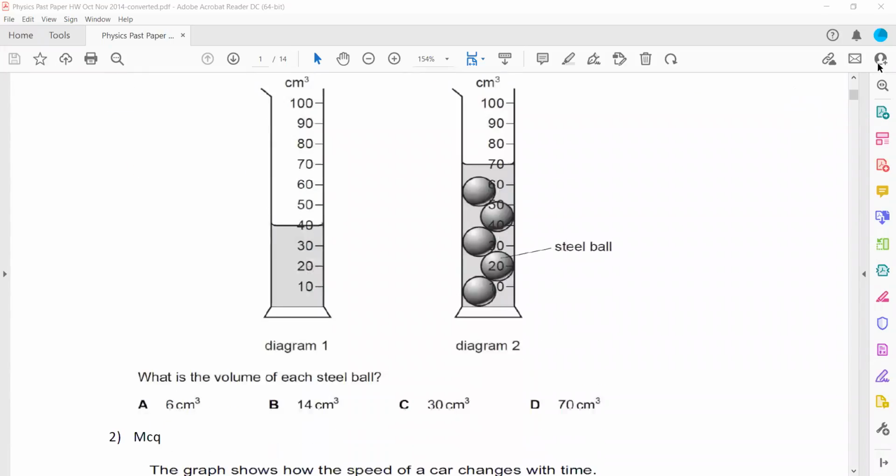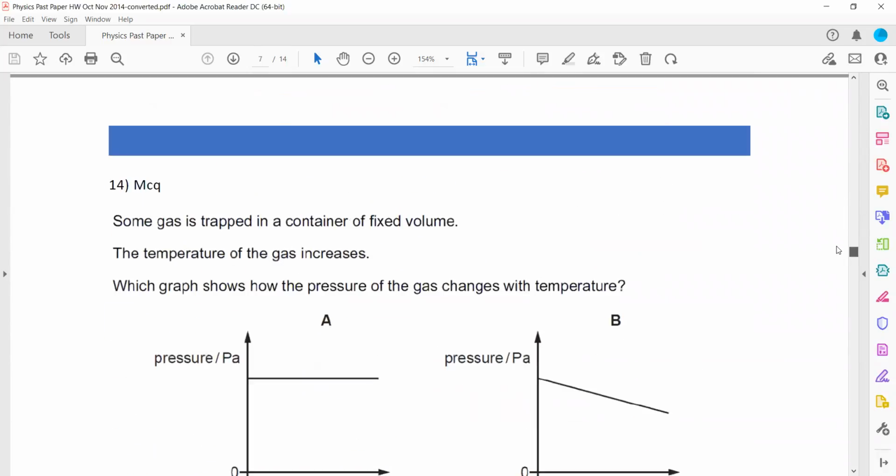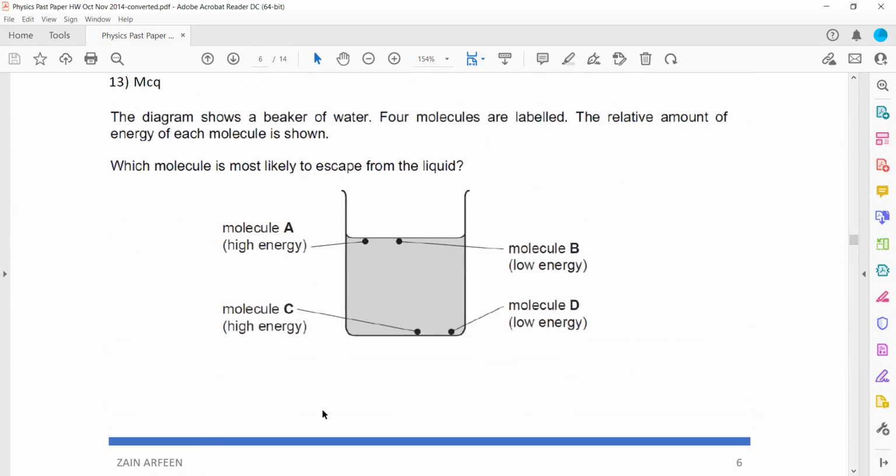So question 13 now, related to this November 2014. The diagram shows four beakers. Four molecules are labeled with the relative amount of energy in each molecule. Which molecule is most likely to escape?